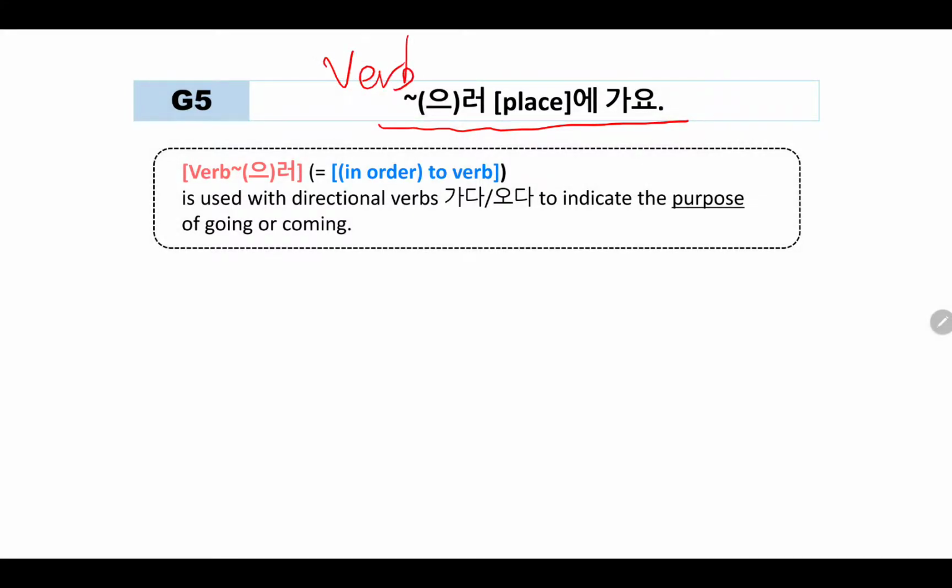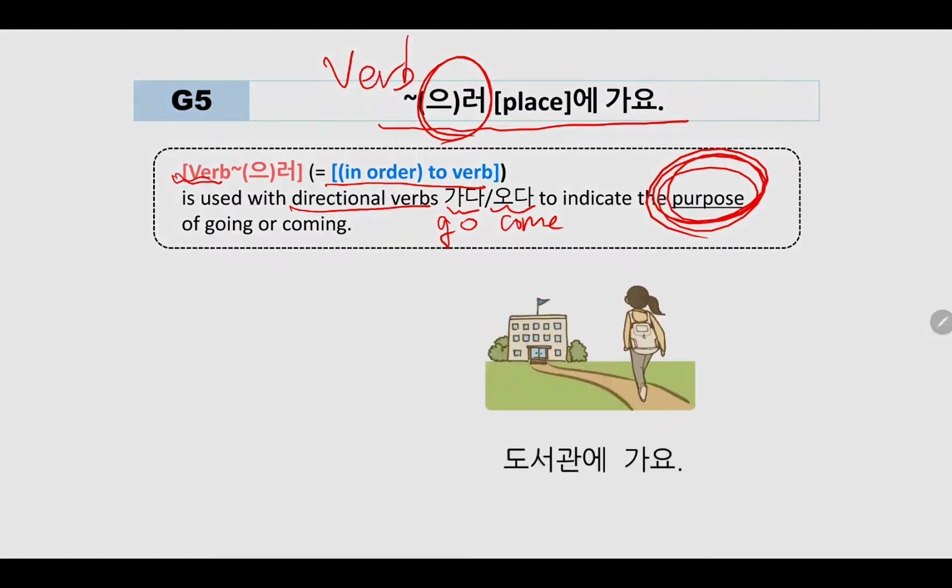Verb 으러 or verb 러 place에 가요. So verb plus 으러 or verb 러 means in order to verb. It is used with directional verbs 가다, which means go, and 오다, come, to indicate the purpose of going or coming. So now you can use this 으러 conjugation to indicate your purpose of going to a place or coming to a place. Okay, let's see.